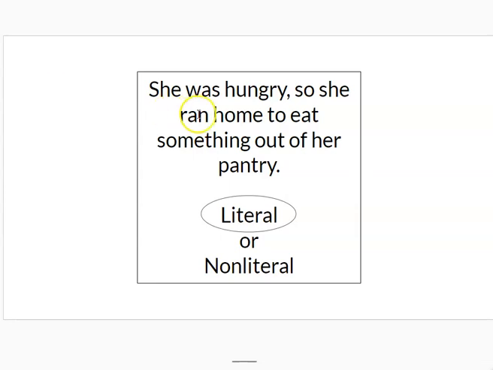That is literal. Somebody really can be hungry. Somebody really can run home. And then somebody really can get something to eat out of their pantry. We're not using figurative language here. The words are written to mean exactly what they say. Let's look at another example.